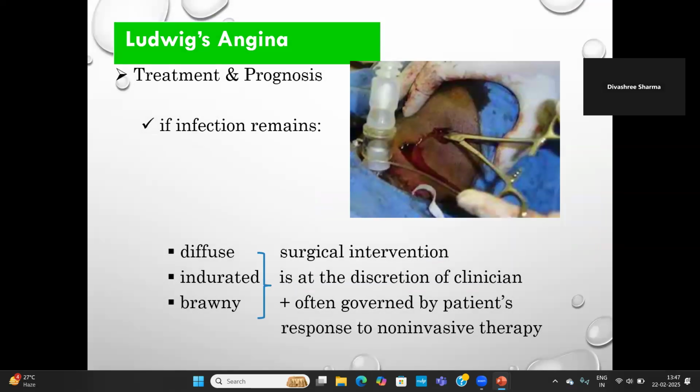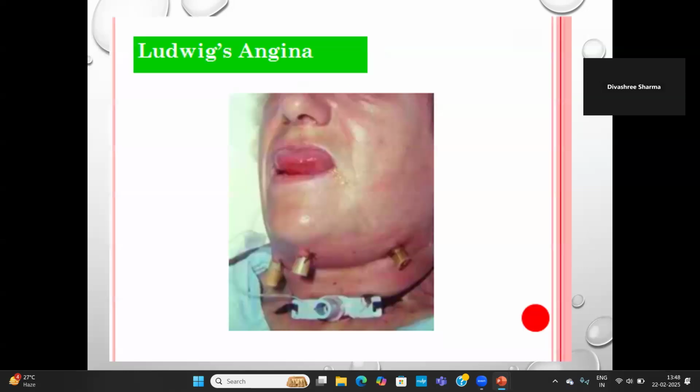Fine. And if the infection remains diffuse and indurated, surgical intervention is then performed at the discretion of the clinician, and it is often governed by patient's response to non-invasive therapy. So this slide means that if it is the initial stage of infection, it is likely that it may respond only to antibiotic therapy, but in majority of the cases, we have to go for surgical incision and drainage.